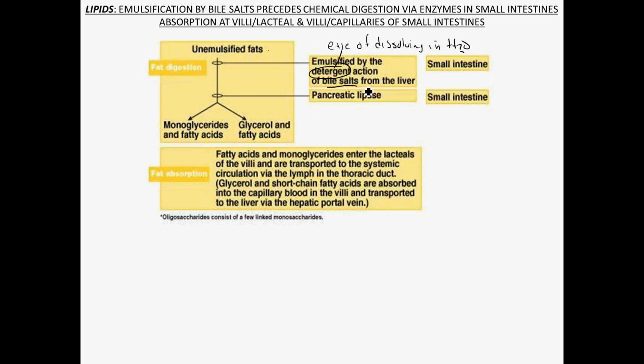So the bile salts from the liver, this emulsification takes place, and then you have this pancreatic lipase, which is going to break down the triglycerides into fatty acids, the individual fatty acids, as well as glycerol. Right? And then the absorption of fatty acids and monoglycerides enter, again, we said the lacteals, that lymphatic system, and then are eventually going to be transported into the bloodstream and into the liver as well.